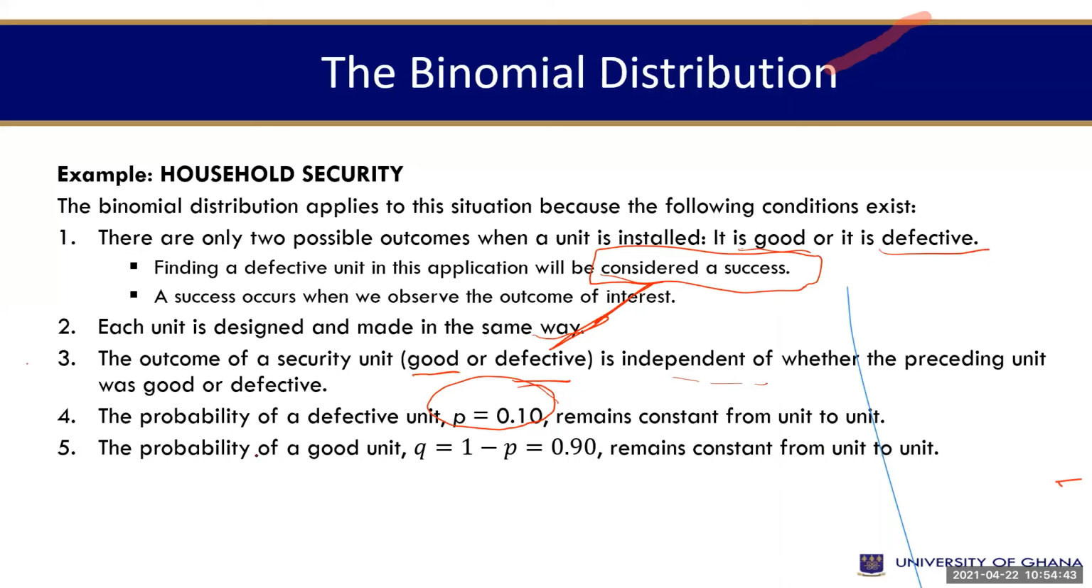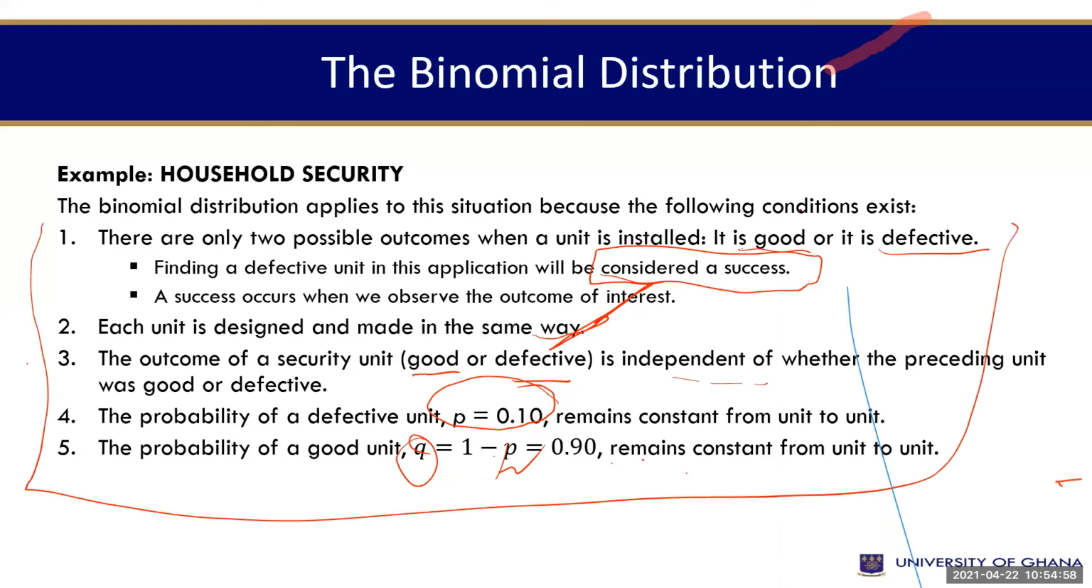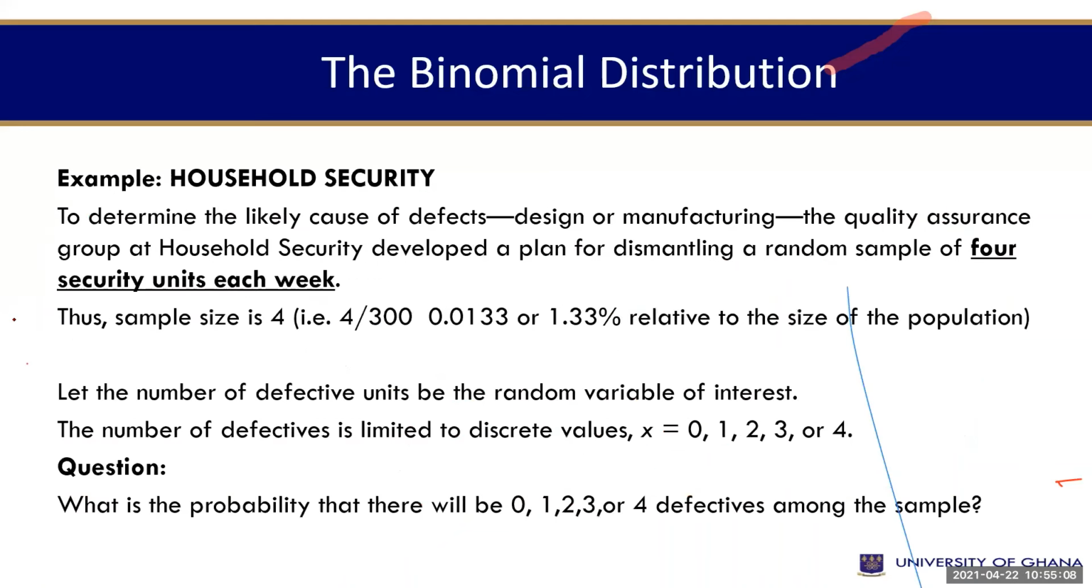Then the probability of a good unit, which is q, is 1 minus p, giving us 0.9, and remains constant from one unit to the other. So based on these conditions from the problem, we conclude that a binomial probability distribution can be applied to unravel the uncertainties around the installation of security units.